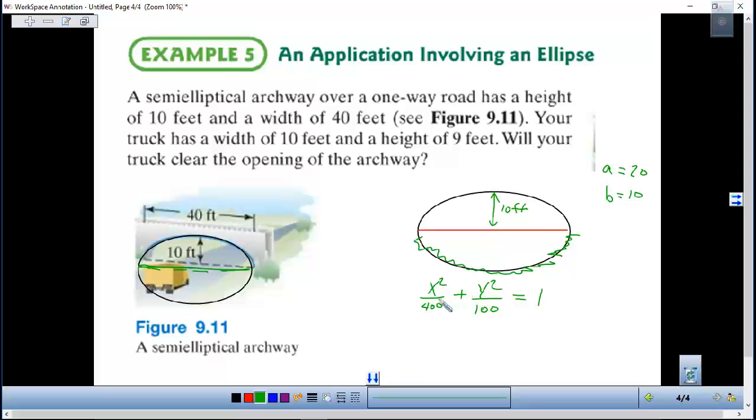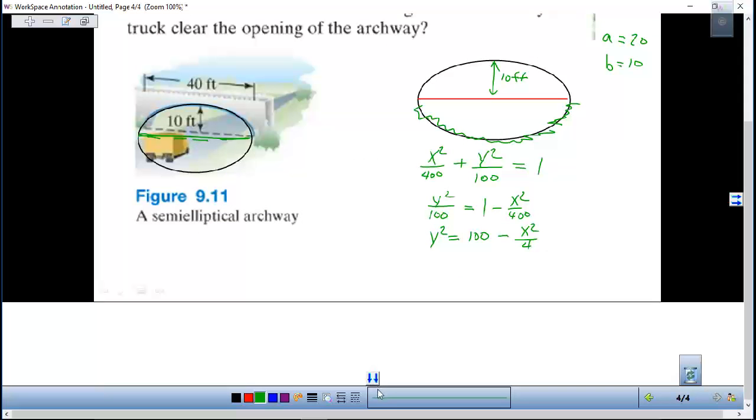So we're solving it for y, so we're going to move that x squared over 400 over. So y squared over 100 equals 1 minus x squared over 400. Now we're going to multiply both sides by 100 to get rid of the 100 on the bottom. So y squared is equal to 100 times 1, which gives you 100, and then 100x squared over 400, where the 100 and the 400 reduce to x squared over 4.